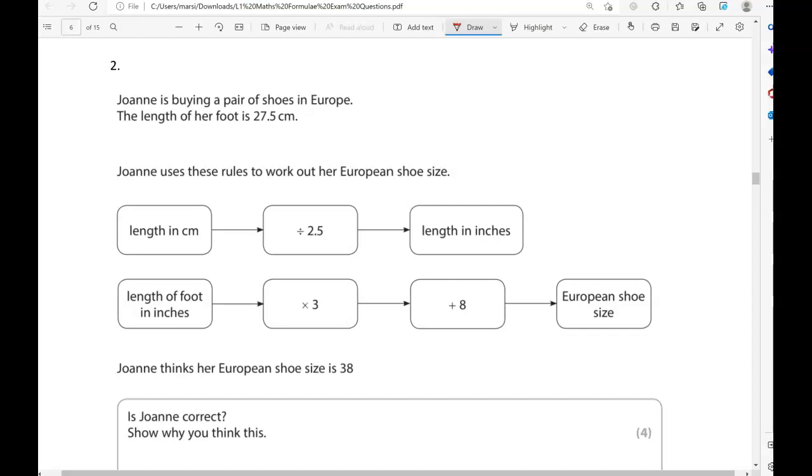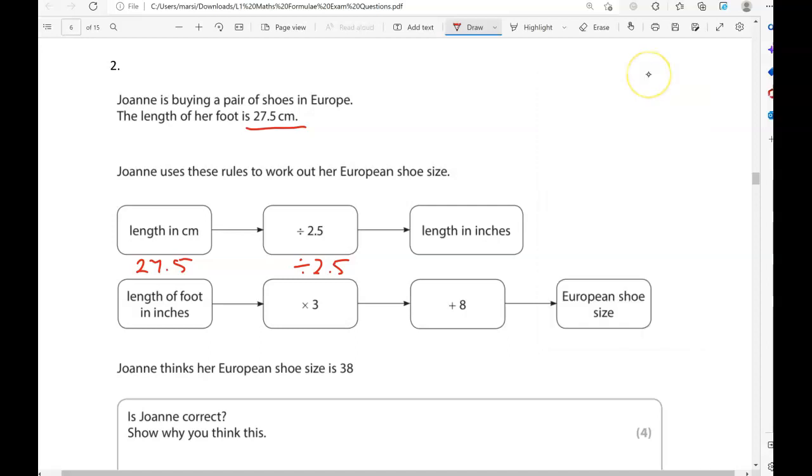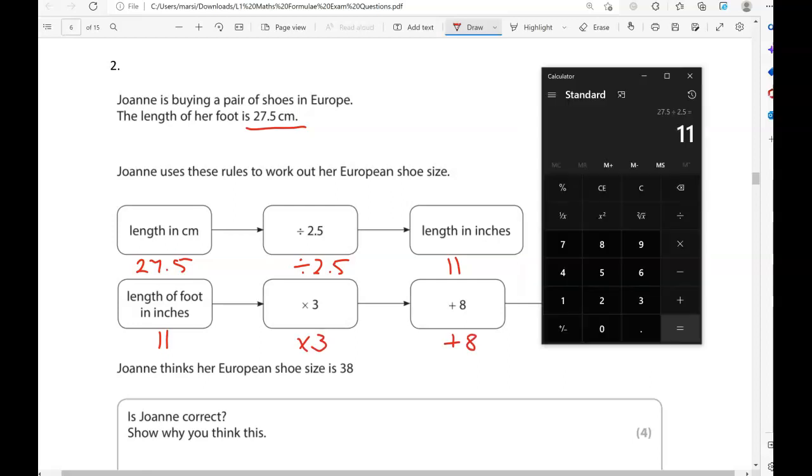Okay, so length in centimeters, that is 27.5. We're going to divide that by 2.5 to give us the length in inches. So 27.5 divided by 2.5 gives us 11 inches. Now, length of foot in inches, that is 11. We're going to multiply that by 3 and we're going to add 8. So 11 times 3 is 33. Add 8 to that gives us 41.